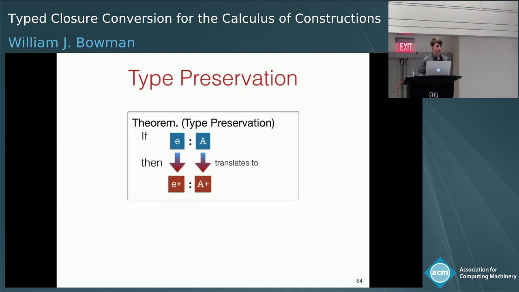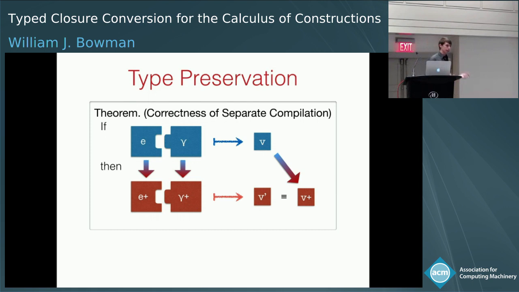Now, we prove type preservation. There's not much to say about the proof. It's not very interesting. As I mentioned in the beginning, this is not really a replacement for correctness. So we also prove correctness of separate compilation. If we have some component E linked with some components gamma in the source, and we link them and run them to a value in the source semantics, we can separately compile E, separately compile gamma, link them in the target, and we'll give an equivalent value running it in the target language.